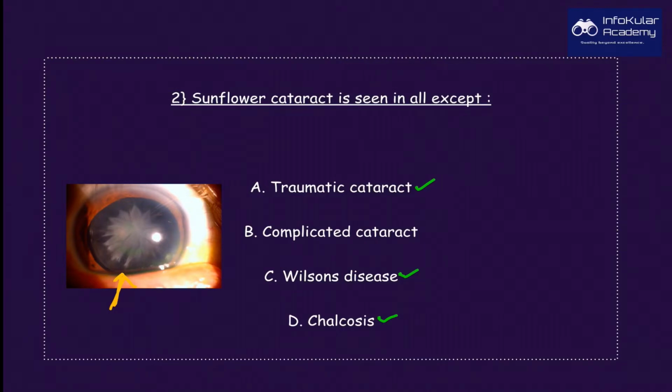Similarly, rosette cataract is also seen in traumatic cataract. A Christmas tree cataract is seen in dystrophia myotonica. Dust-like cataract or oil drop cataract is seen in galactosemia. Polychromatic luster, a very important exam question, is seen in complicated cataract, whereas sunflower cataract, like mentioned before, is seen in Wilson's, chalcosis, and traumatic cataract. Since the question mentions except very clearly, the answer here is complicated cataract.